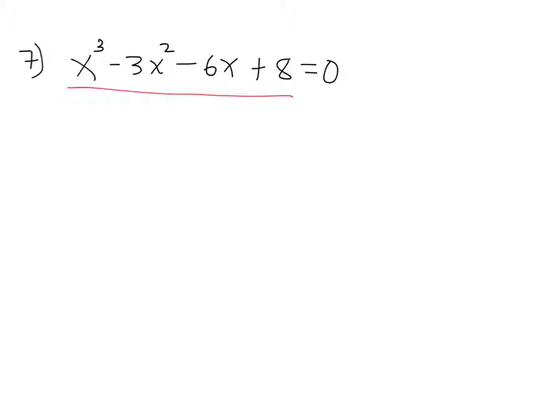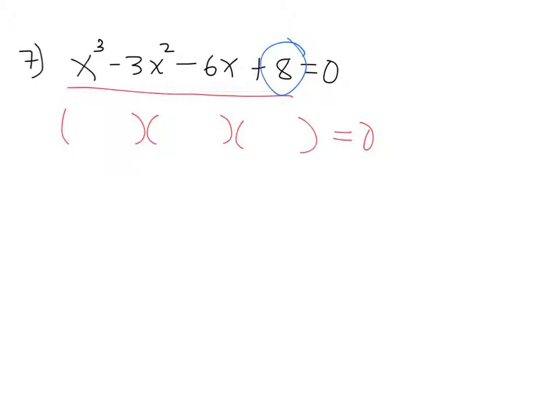Now to factor this, since it is x cubed, we can expect at most 3 factors. Can it be 2? Yes. The most is 3. But how do we get a single factor coming from x cubed minus 3x squared minus 6x plus 8? The answer lies in the factors of 8. You need to consider the factors of 8.